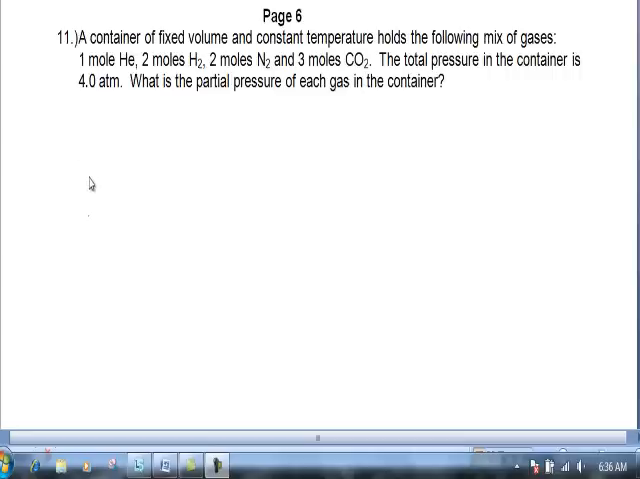Problem 11 on page 6 involves using Dalton's law of partial pressure. Let's first review the concept of Dalton's law of partial pressure before digging in on the problem.